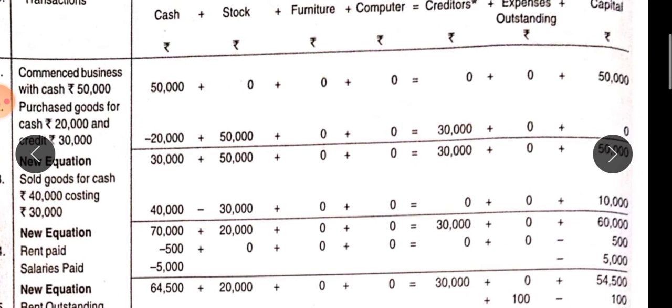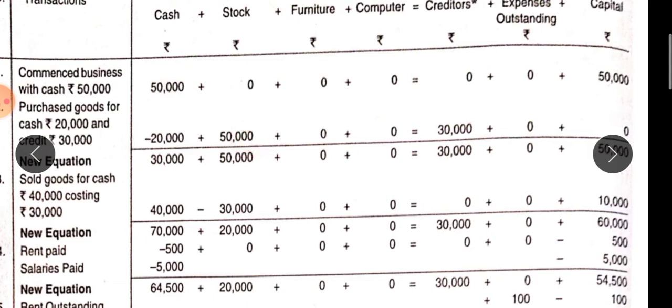Now take the second transaction. Purchased goods for cash 20,000 and credit 30,000. See, earlier when we discussed, the transaction was either cash or credit. Here you have both a cash transaction and a credit transaction. The total value of the goods purchased is 50,000 rupees, 20,000 for cash and 30,000 on credit. So the total stock coming into the business is 50,000 rupees.